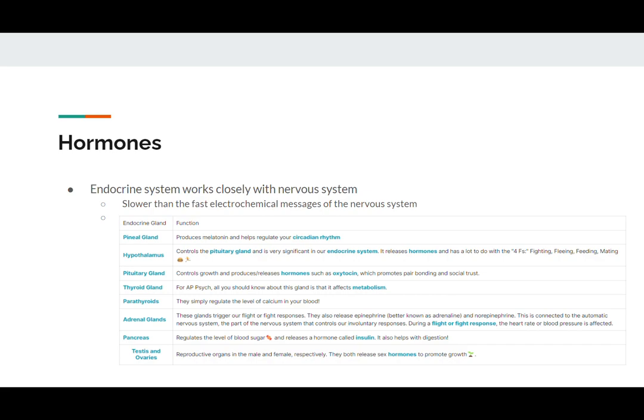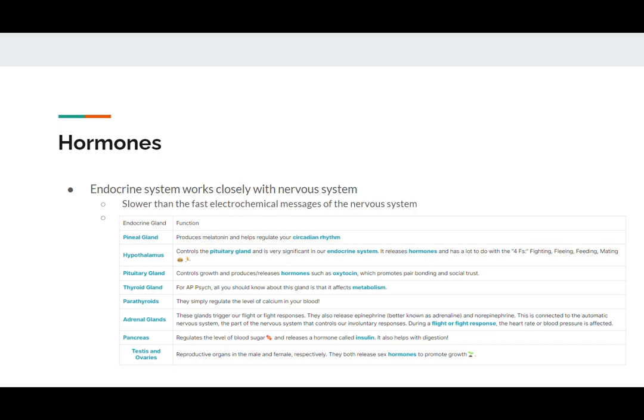And they release epinephrine, which is better known as adrenaline, and this will come out when we talk about neurotransmitters, and norepinephrine. And also this will come up when we talk about drugs and how those drugs influence our brain. And they're connected to the autonomic nervous system, and this will come up when we talk about what different systems the body has and how stress plays a role. This is the part of the nervous system that controls our involuntary responses during a fight or flight response; the heart rate or blood pressure is affected.